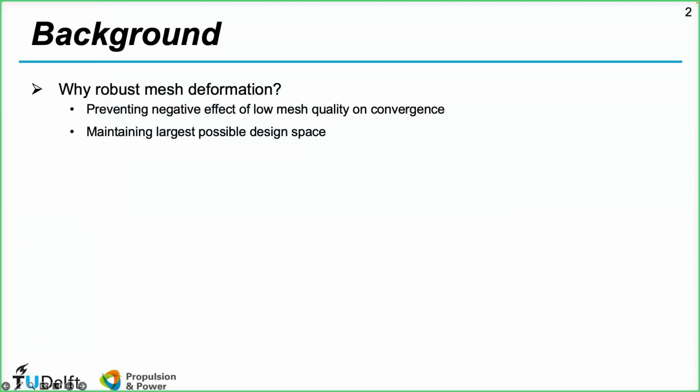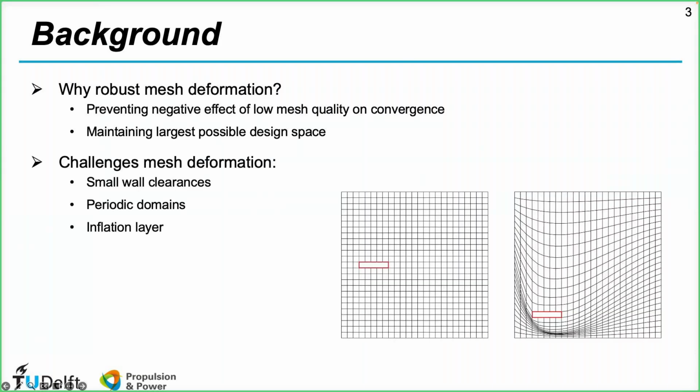So first of all, a little bit about the background. What's the motivation for doing this? Firstly, within the sense of deforming the mesh, it's important to prevent the effect of having a low mesh quality on your solver convergence. So that's the first reason. And the second is maybe even more important: within the context of aerodynamic shape optimization, it's important to maintain the largest possible design space. And in that sense, it's important to have a robust mesh deformation method that can deal with all kinds of deformations. However, there are some challenges using mesh deformation.